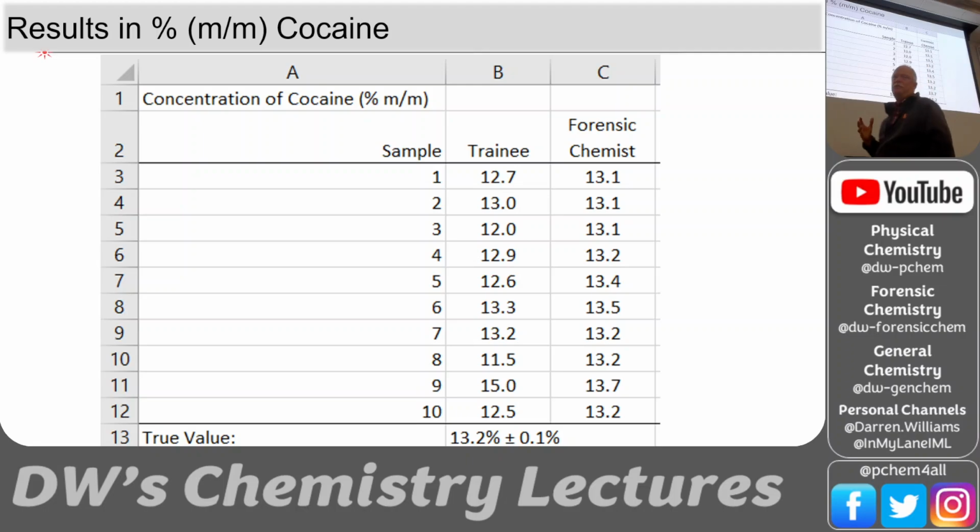Can you tell a difference between the two columns? What do you see? Yeah, it seems tighter, doesn't it? So immediately you can see that there's a difference in precision. So there's more scatter in this column. You got some 12s, you got a 15. That's crazy compared to the others. And then here you got all these 13s. You got a 13.7, that's the high one. And then 13.1 is a whole bunch of those.